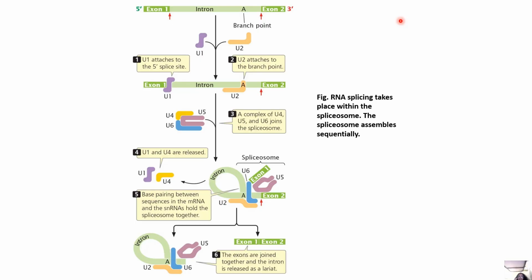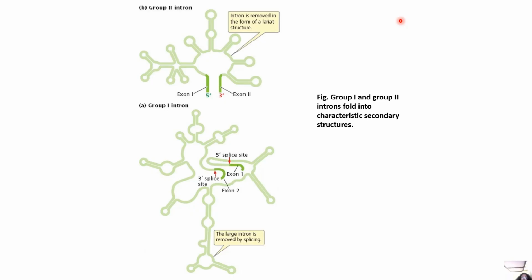So, RNA splicing takes place within the spliceosome. The spliceosome assembles sequentially. U1 attaches to the 5' splice site. U2 attaches to the branch point. A complex of U4, U5, and U6 joins the spliceosome. U1 and U4 are released, and base pairing between the RNAs holds the spliceosome together. Exons are joined together and the intron is released as a lariat. The intron is removed in the form of a lariat structure.